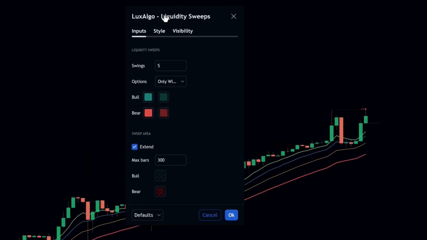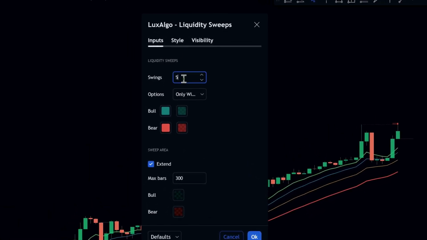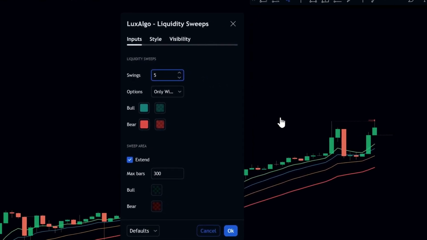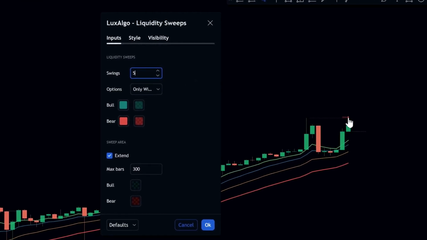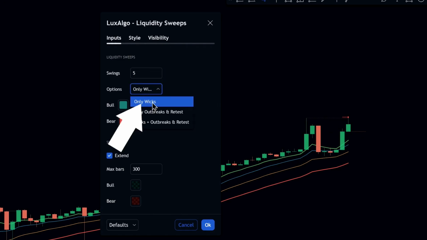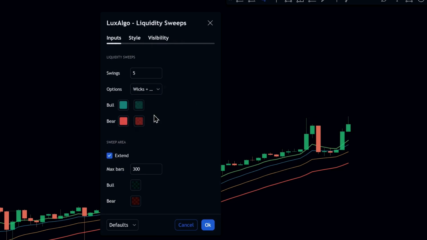The indicator offers various customization options. One key setting is swings, which controls how many candles must pass before a liquidity level is considered swept. For example, if a liquidity level is taken out just 3 candles after it forms, the indicator won't mark it as valid. There's also an only wicks setting, which ensures that a sweep happens only if price hits a liquidity level with a wick. Another option lets you require a break and retest before confirming a sweep, adding an extra layer of validation.